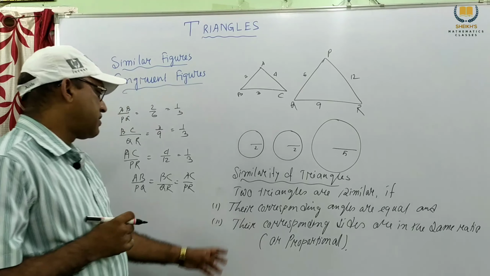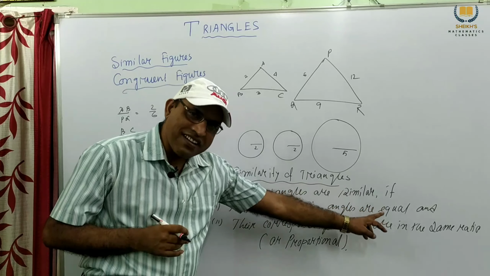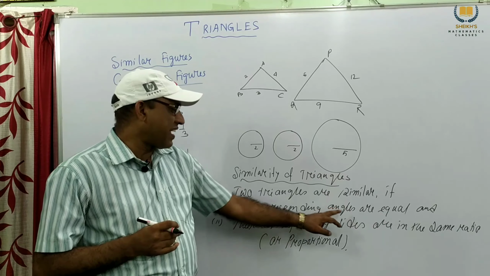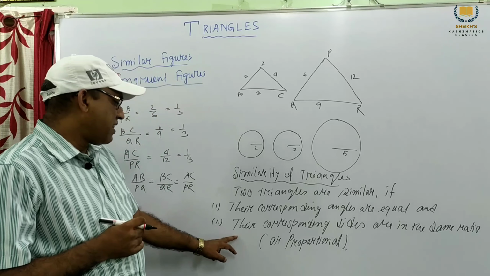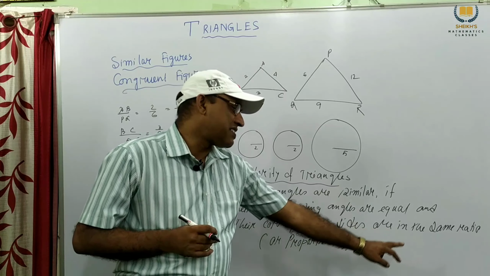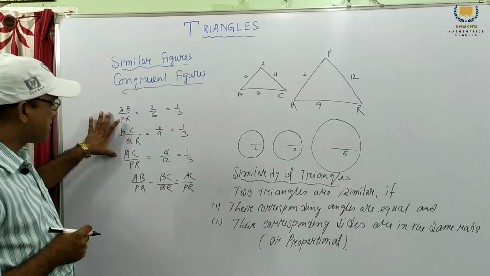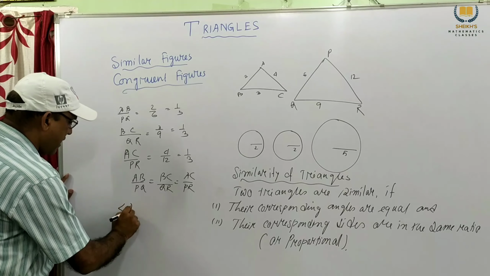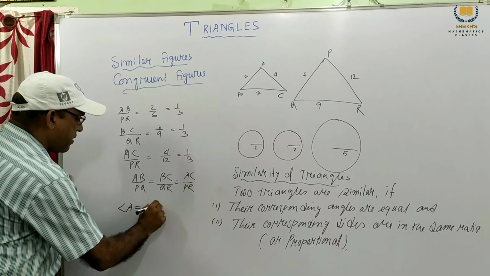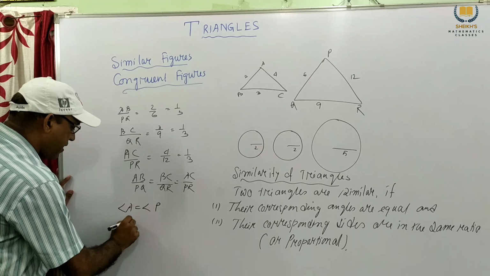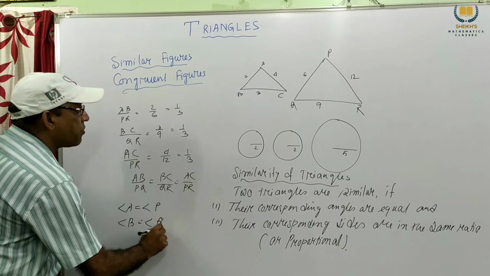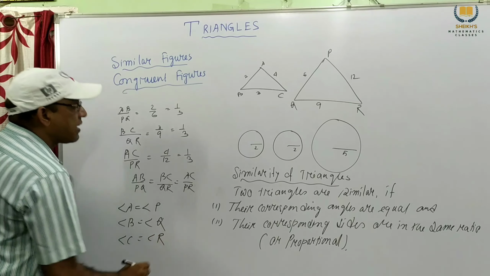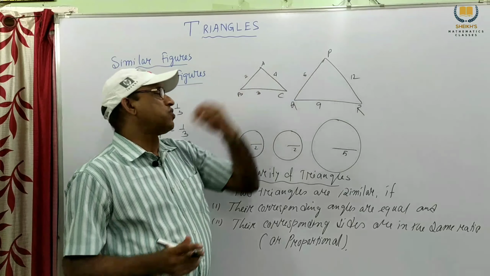So this is our condition. Two triangles are similar if their corresponding angles are equal. Their corresponding sides are in the same ratio. Already we have shown this same ratio, but again if we have angle A equal to angle P, angle B equal to angle Q, angle C equal to angle R, then also we write these two triangles are similar.